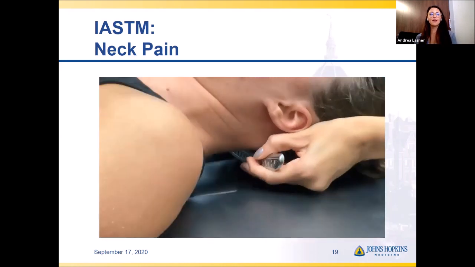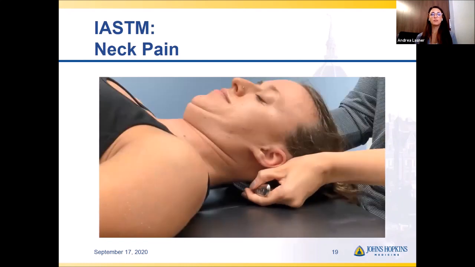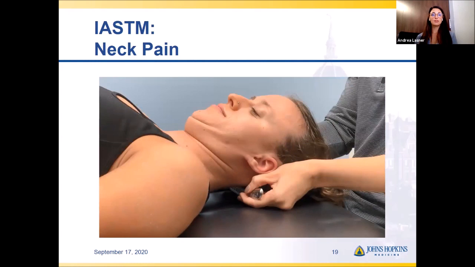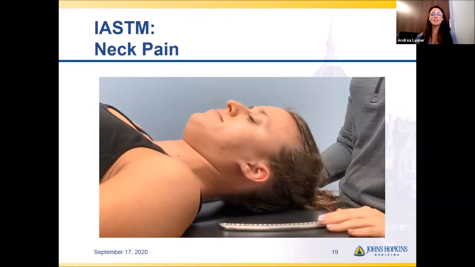That's where these tools have really helped me not only accentuate my treatments with my patients, but also save my hands when I treat 7 to 8 patients a day at times. So they are nice and great in that way.